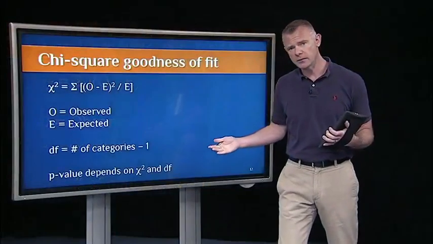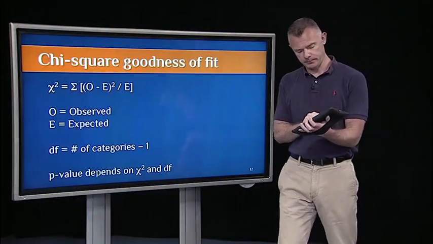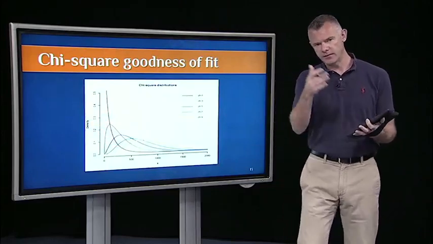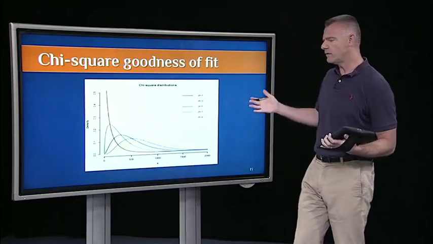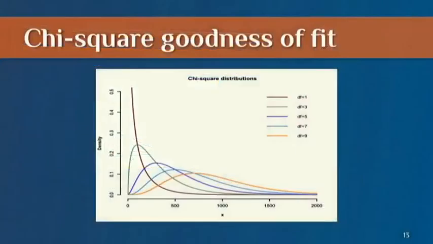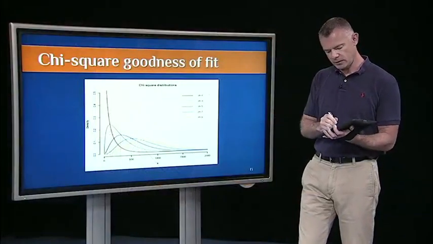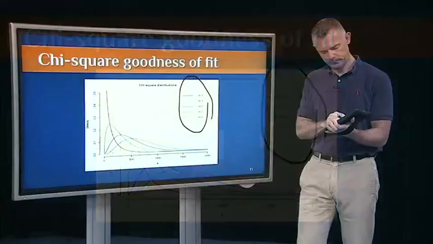And of course, the p-value is going to depend on the actual chi-square value that we get and the degrees of freedom. Just like we had the family of t distributions with the t-test, and the family of f distributions with the f-test, we now have this family of chi-square distributions. Again, we're assuming that this comes from a sampling distribution, and these sampling distributions differ depending on degrees of freedom. That's what all these different curves are. The degrees of freedom here are determined by number of categories. Again, it's number of categories minus 1.